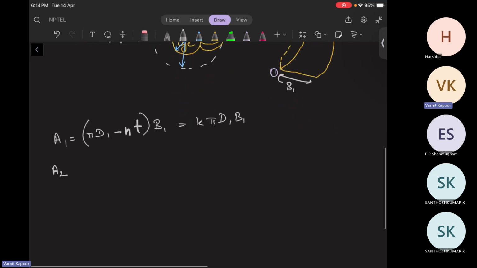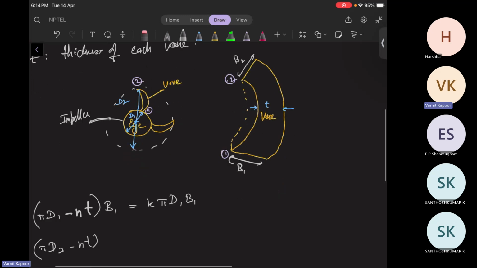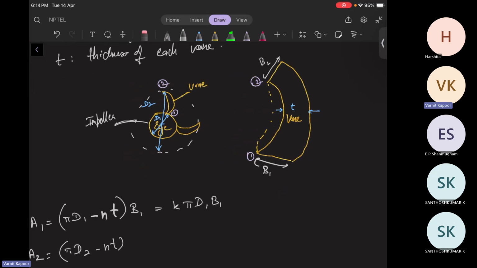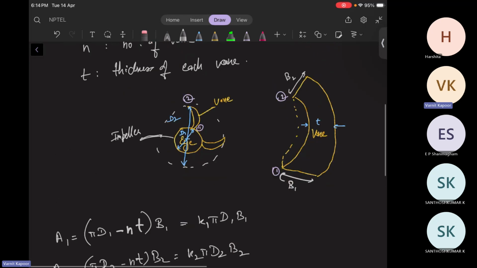Similarly, A2 will be pi D2 minus again N times T, where thickness is T. You can say we are taking mean thickness at that point of the stage. You can talk in terms of mean thicknesses as well. So area is (pi D2 minus N T) times width B2. So again it will be k2 pi D2 B2. So this is the area of the water in contact. Water will be in this region only, inside this circumference, because the vanes are made up of some metal and they are taking some area inside the circumference.